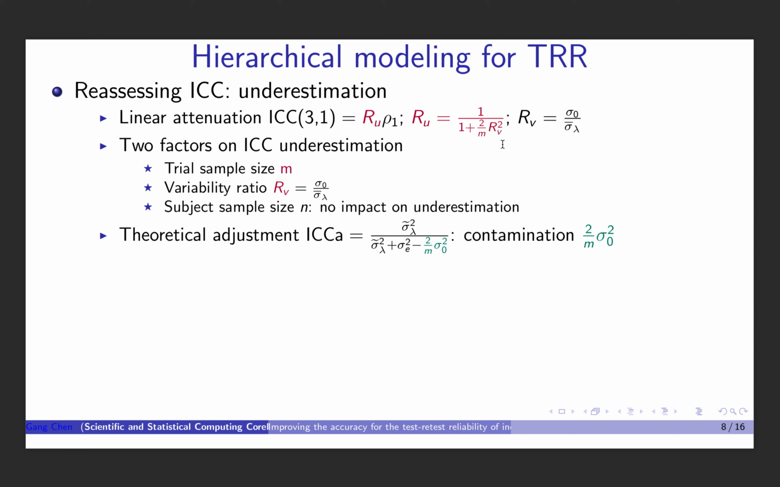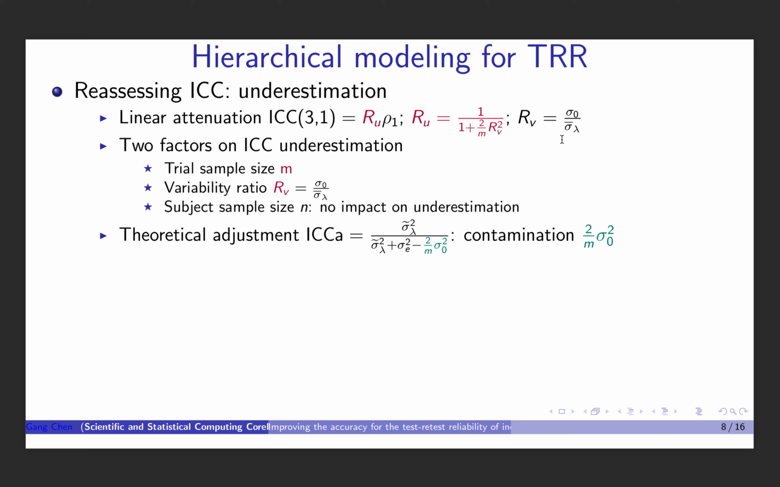What is that? That is another ratio. That ratio is the cross-trial variability relative to cross-subject variability. So that shows the relative magnitude of the cross-trial variability. So those are the two parameters and two important players for why the traditional ICC is underestimated.